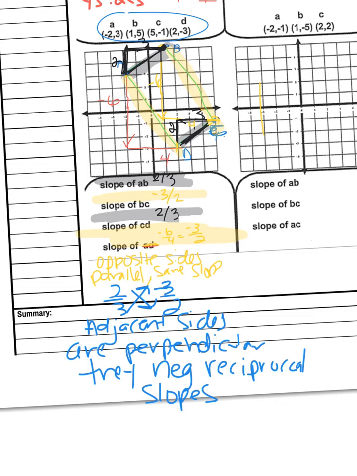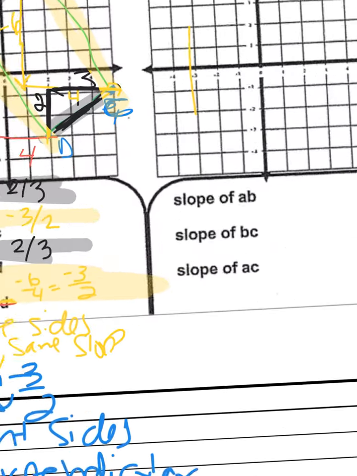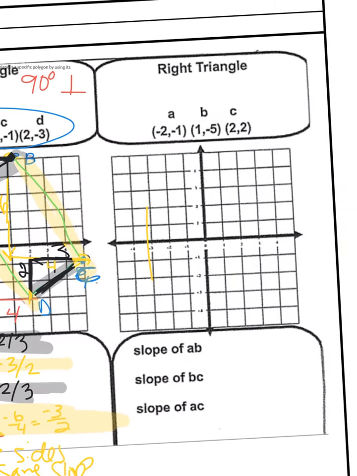All right, so first thing we did, plotted the points. We found the slope of each line, and then we looked at the slopes of those lines to make sure opposite sides were parallel, with the same slopes, and adjacent sides were all perpendicular to each other, with negative reciprocals. All right, so we have another one. We're going to do a right triangle now.